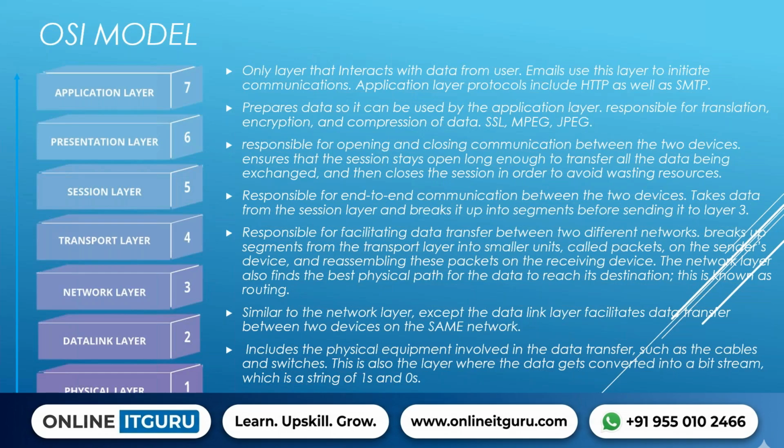It basically translates the encryption and compresses the data, like SSL, MPEG, or JPEG photos. And the last one is the application layer, which basically interacts with the data from the user. Emails use this layer to initiate communications, such as HTTP and SMTP.